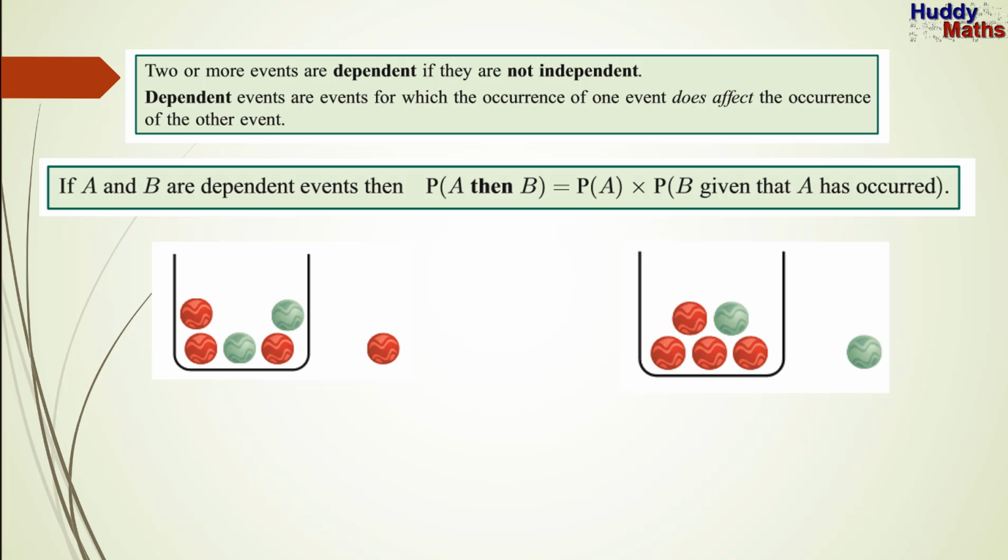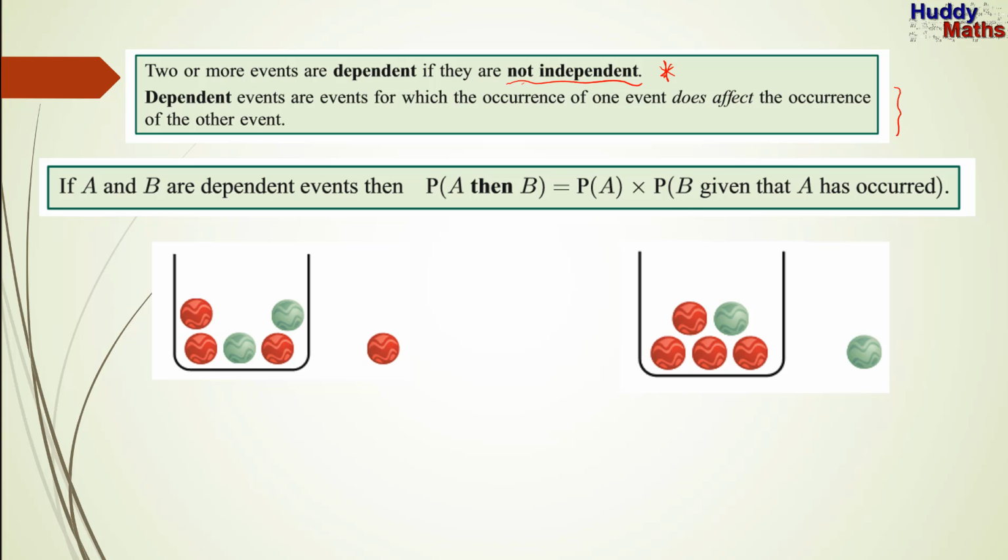So this is a bit of a silly definition, or it sounds silly. Two or more events are dependent if they're not independent. Fair enough, that's what dependent and independent means in English. They either depend on each other or they don't. So dependent and independent are the two possibilities. Now this is the one we want.